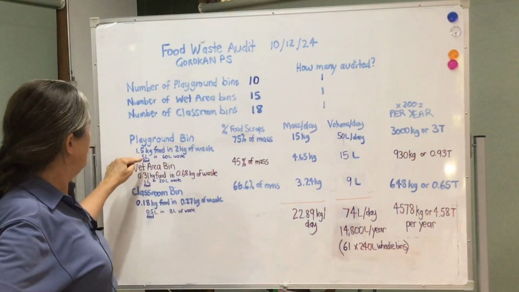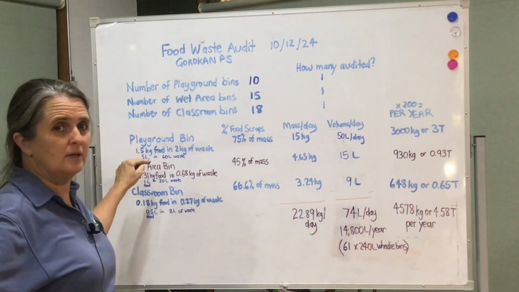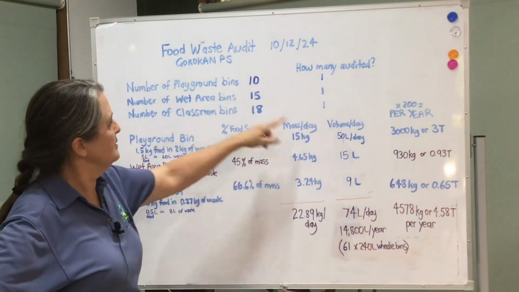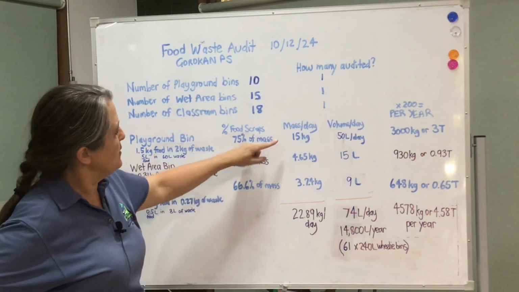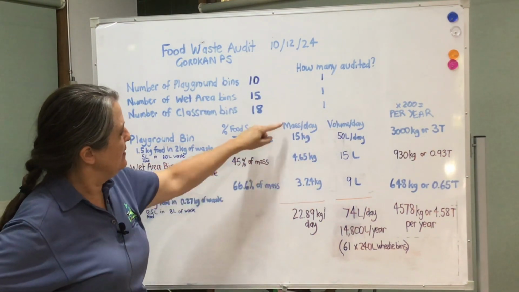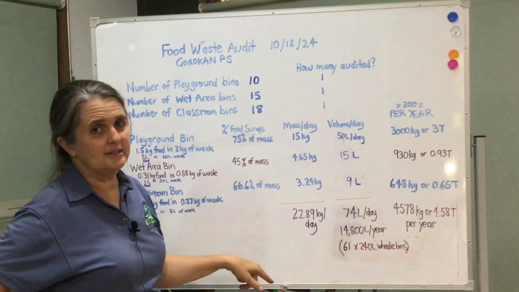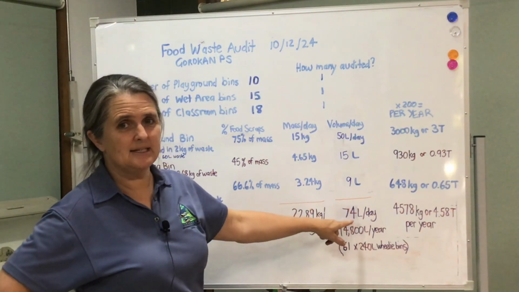We had about 5 litres, that was about 5 litres, that amount of food, and 10 times 5 is 50 litres in the day. So that's how we estimated for the whole day that the food waste would be 22.89 kilos a day. Okay, and then the same for volume. So we estimated 74 litres in a day.